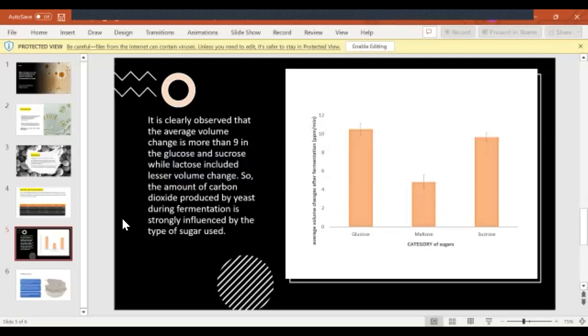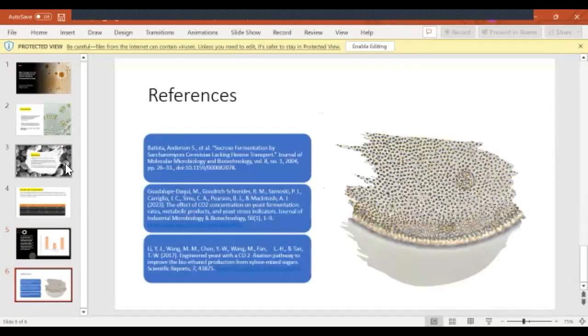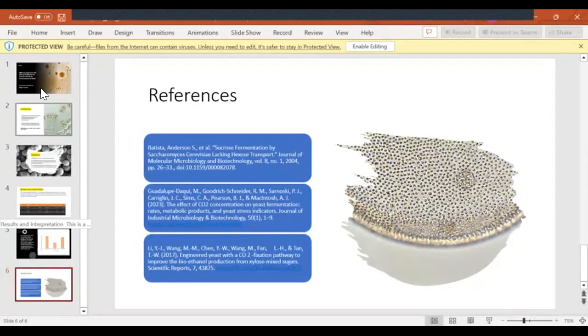So let's move towards the references. Here you can see that we have mentioned the references, and from here we are going to wrap it up. So Simrat, can you wrap it up for us?